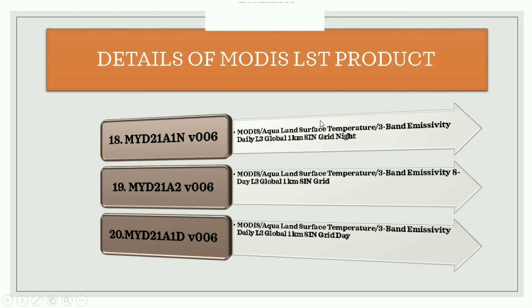This is a daily product, and this is an 8-day product, and the last one is daily L3 global 1 kilometer grid. So this is the difference between all these three. So if you see here, this is MODIS Aqua land surface temperature, 3 band emissivity, daily L3 global 1 kilometer grid, and this one is daily L3 global 1 kilometer grid night. This is grid day, this is grid night. That is the difference only.